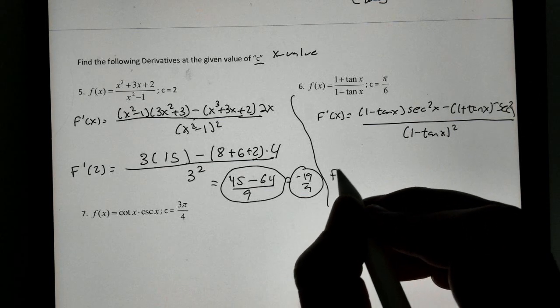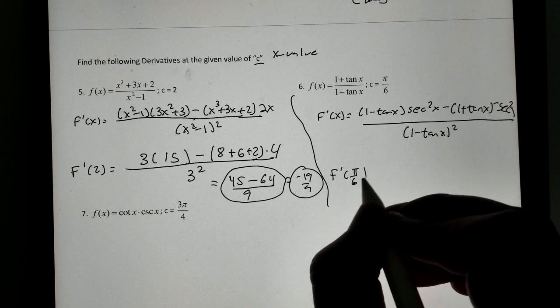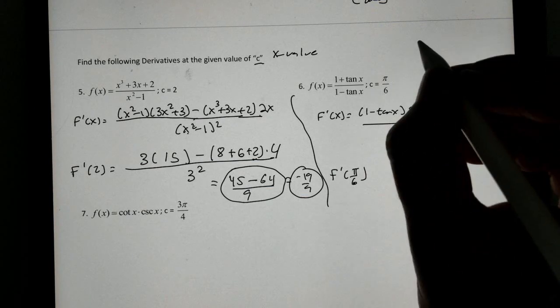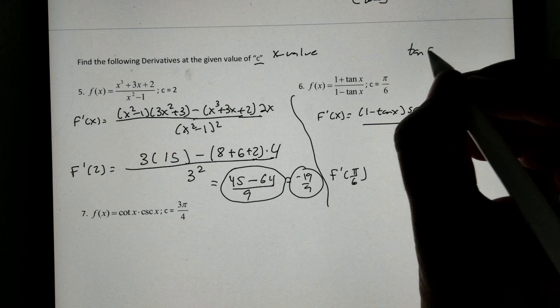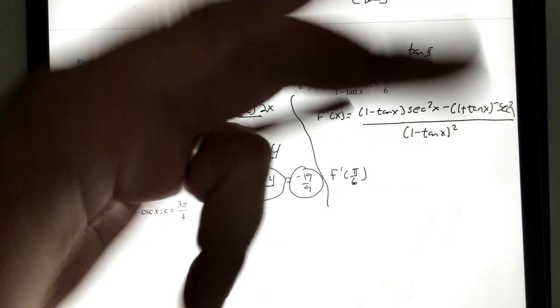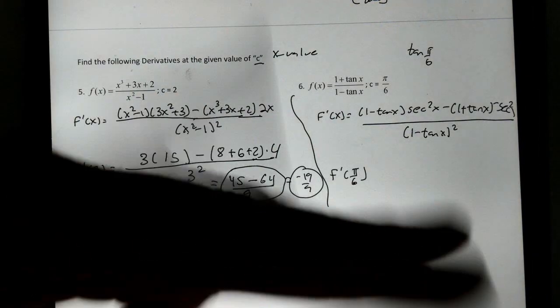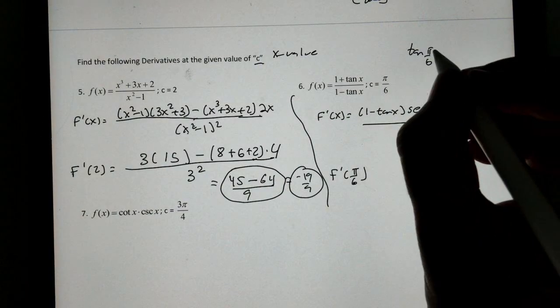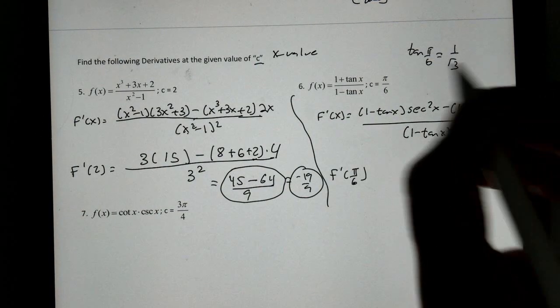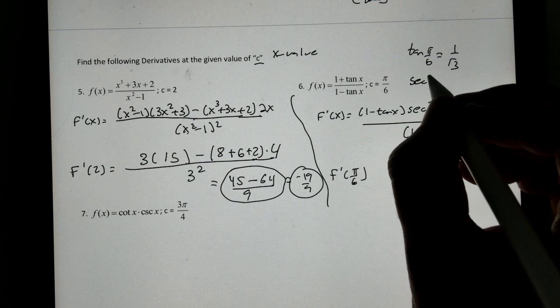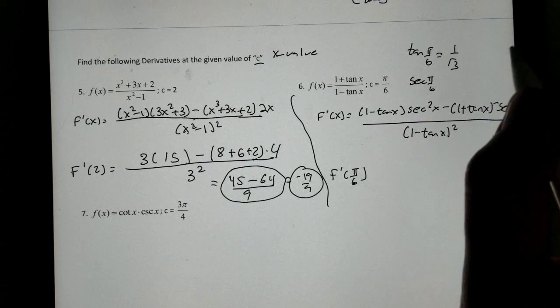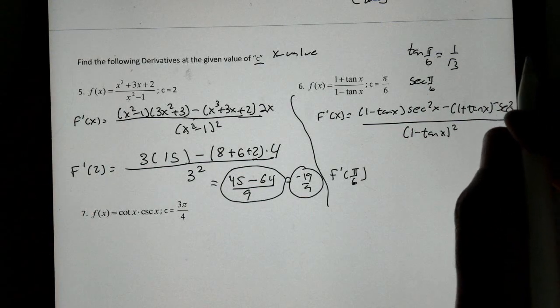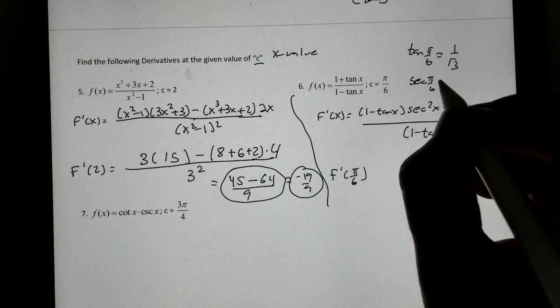And now we're going to plug in the pi over 6. So let's see about this. We're going to need the tangent of pi over 6. Let me see here. Pi over 6. Flip it. Oh, man. Okay, that's 1 over square root of 3. We'll need the secant of pi over 6. Okay, that's 1 over cosine, right? Well, cosine of pi over 6 is root 3 over 2.